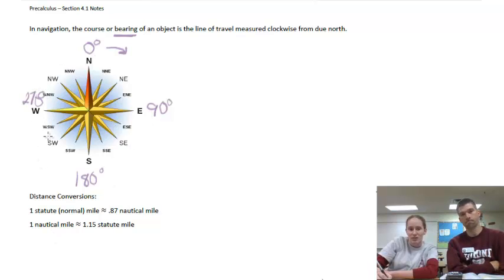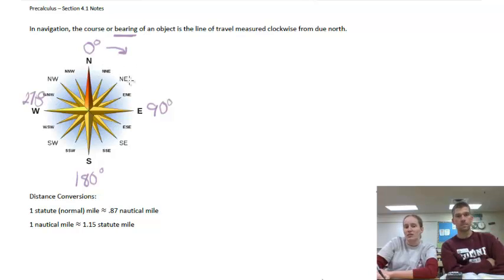Now, the problems in the books related to this, they have a compass there, and then they ask you at what degree is northeast or whatever. If we know that 90 degrees is here, what's halfway between 0 and 90? 45. What's halfway between 45 and 0? 22 and a half, and so on and so forth. So you can find all of those degrees around.